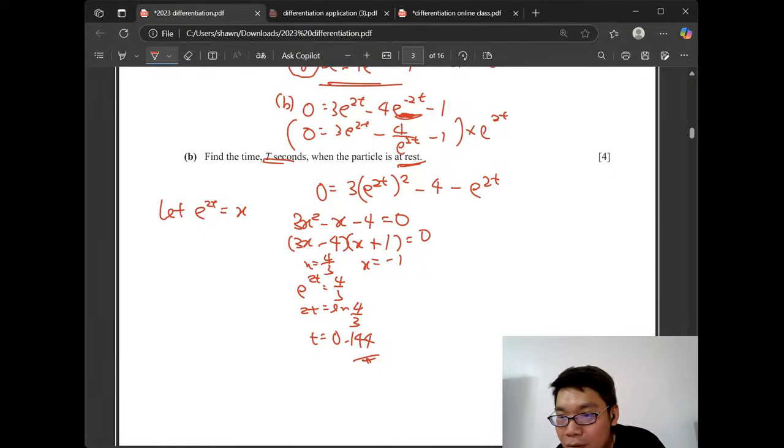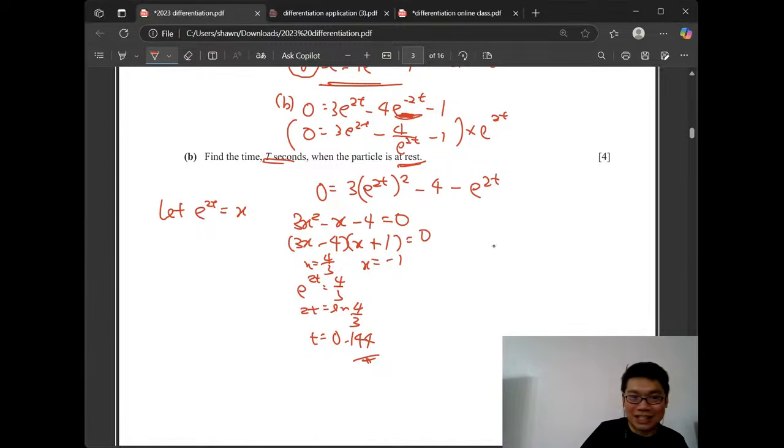Teacher, can use calculator for all these questions? If it's paper 1, then yes. If it's paper 2, then no. Teacher, after live, can we still play back? Yes, yes, yes.